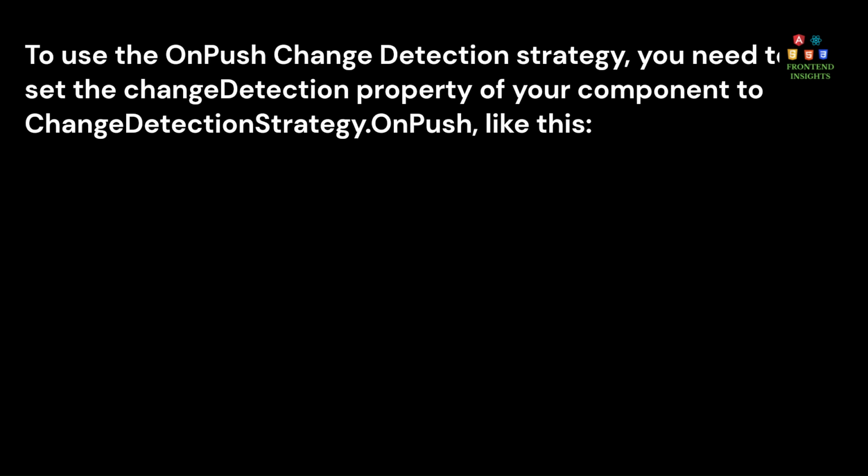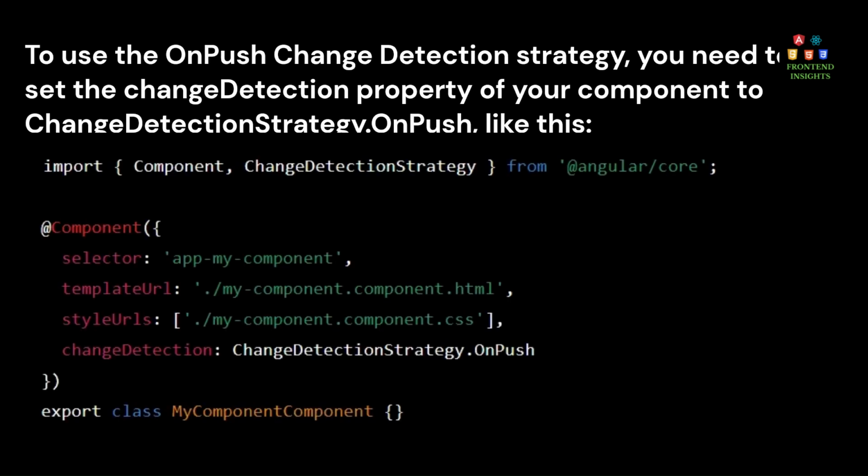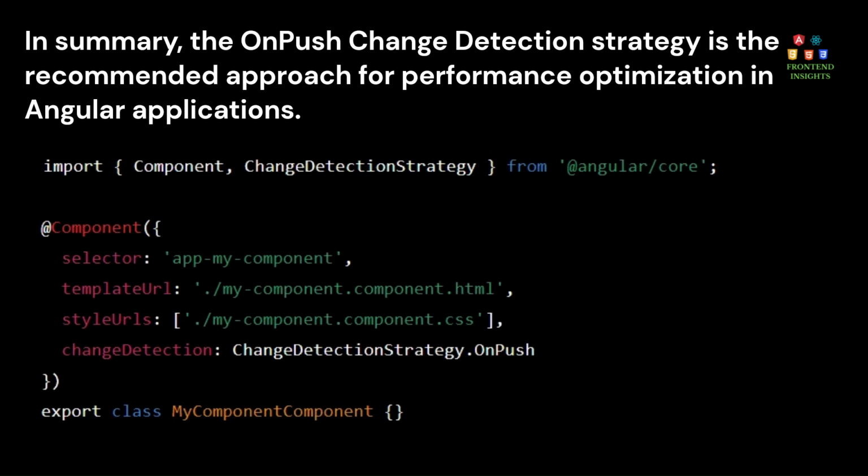To use the on-push change detection strategy, you need to set the change detection property of your component to ChangeDetectionStrategy.OnPush like this. In summary, the on-push change detection strategy is the recommended approach for performance optimization in Angular applications.